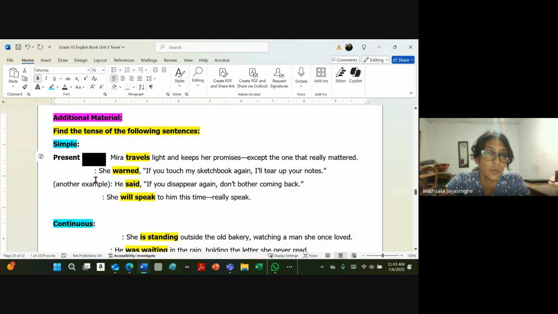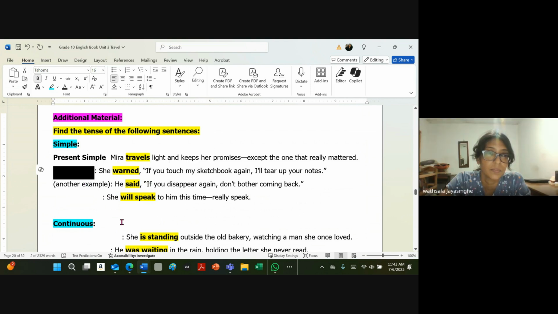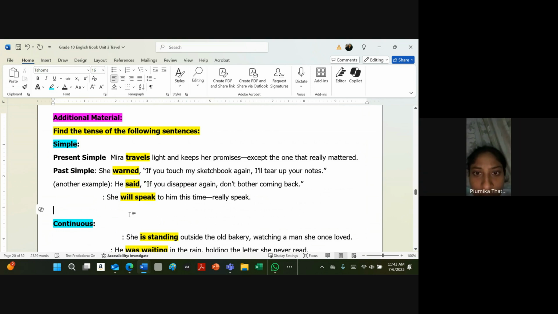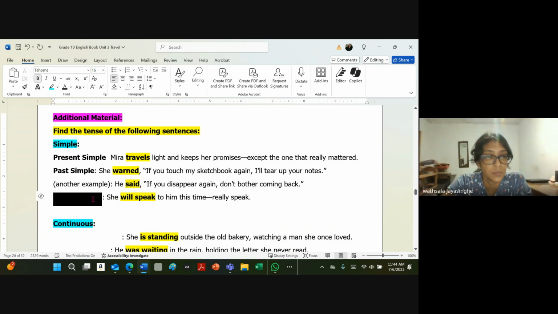She warned, if you touch my sketchbook again, I'll tear up your notes. And what do you think that is? Simple past. Yes. She said, if you disappear again, don't bother coming back. Simple past. Okay, this one. She will speak to him this time. Really speak. Simple future tense. Yes.